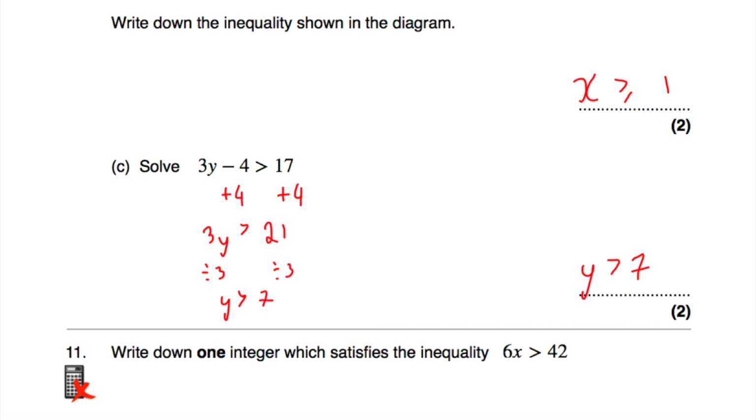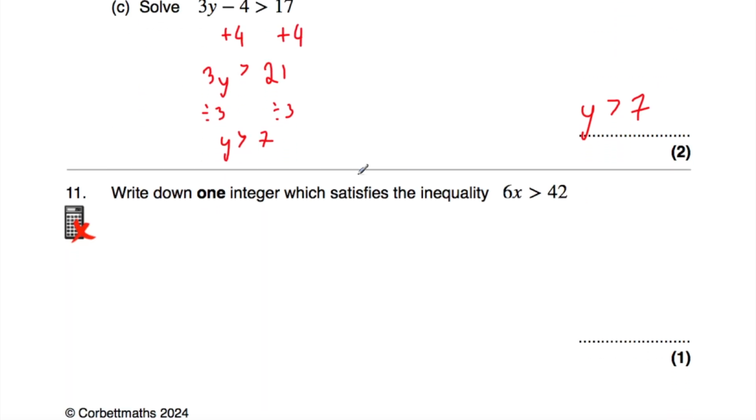Okay, let's look at our next question, question number 11. So question number 11, we've been asked to write down one integer that satisfies the inequality 6x is greater than 42. Now I'm laughing because it says one integer, so we could choose any. We could use a million. 6 times a million is greater than 42. We could write down 75. 6 times 75 is greater than 42, and so on.